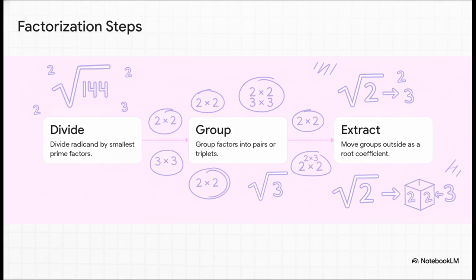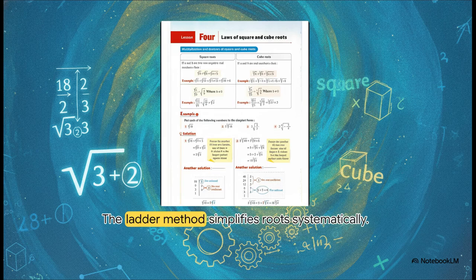Second, take a look at those factors and start grouping them. If it's a square root, group them into pairs. Cube root, look for triplets. And finally, step 3, take those grouped factors and move them right outside the root as a single root coefficient. Easy as that. This perfectly shows the method in action.